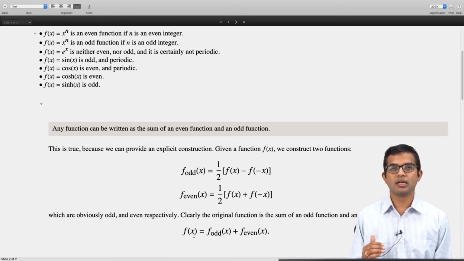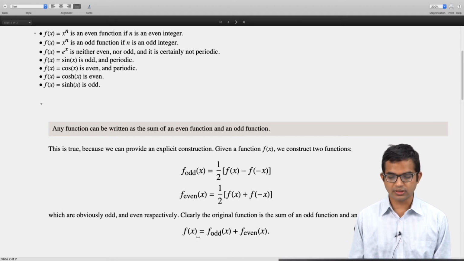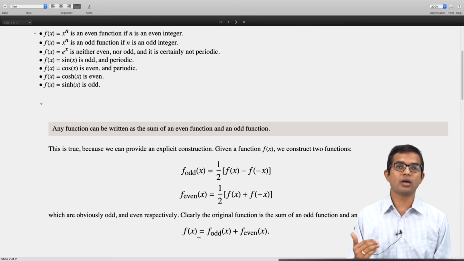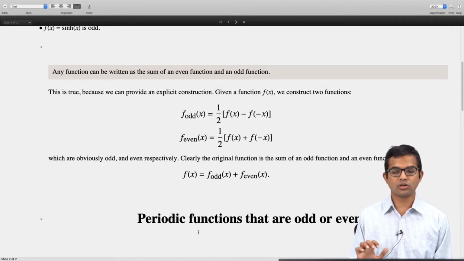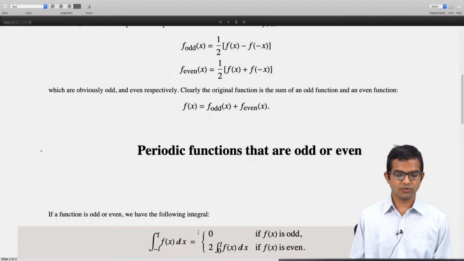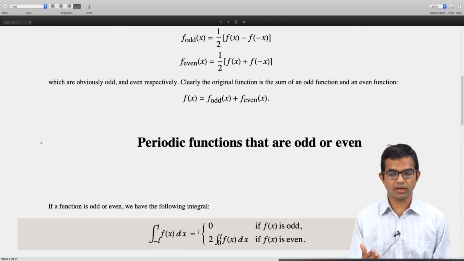Because you see that cosines and sines have their evenness and oddness respectively, right? So in fact we will see that if a function is given to you that is odd and periodic, then it has properties. Let's look at periodic functions that are odd or even. If they are, then you have some simplifications. So if a function is odd or even, then we have this following integral, right? It doesn't matter in which interval you go from minus L to plus L.